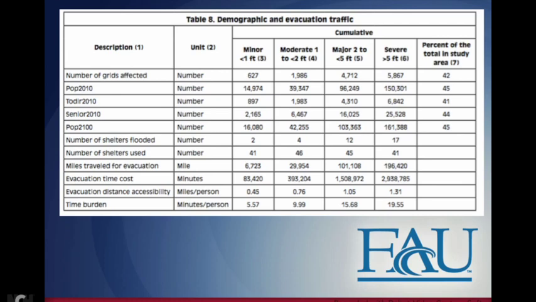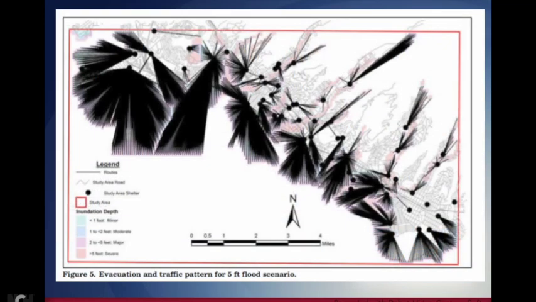And here looks at the demographic and evacuation traffic. So this is where they modeled the evacuation time. And what they found is that under severe flooding, there could be a 20-minute delay due to congestion, due to evacuation. 20 minutes could be the matter of life or death for certain communities when floodwaters are rising. So very, very important to look at and model and to figure out how these could be reduced if additional resources or people could get out early, for example. And this right here just shows the map of evacuation and traffic patterns for a 5-foot flood scenario.